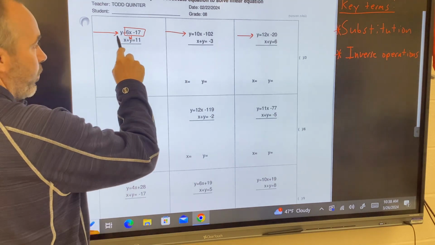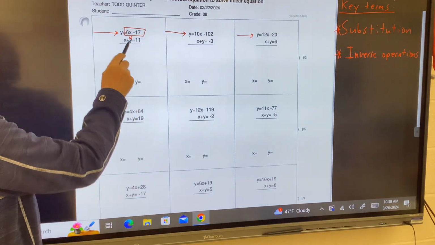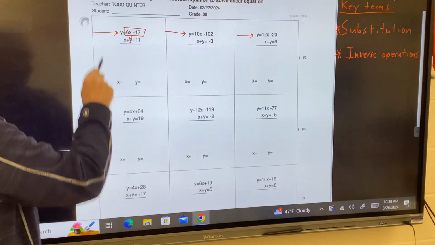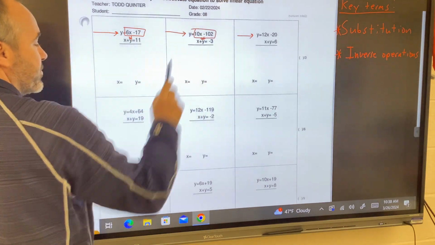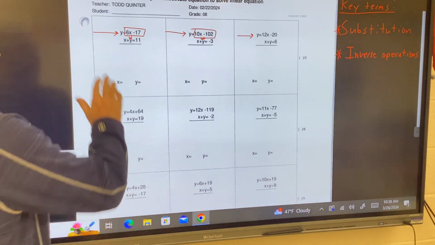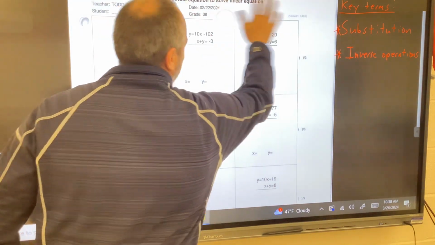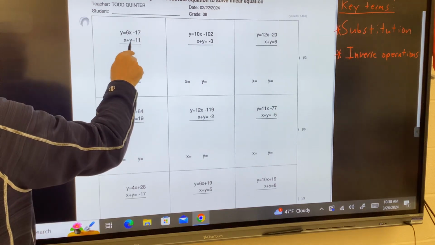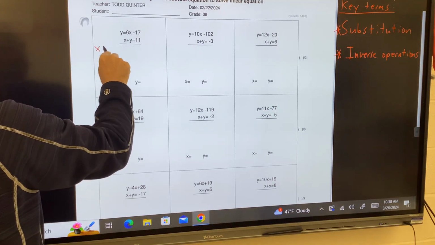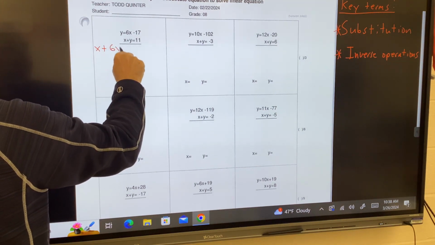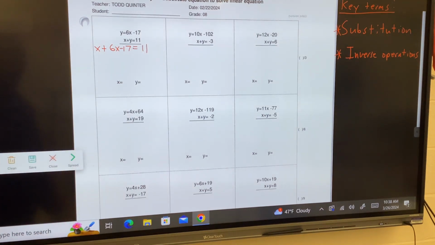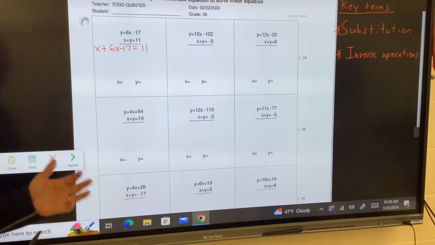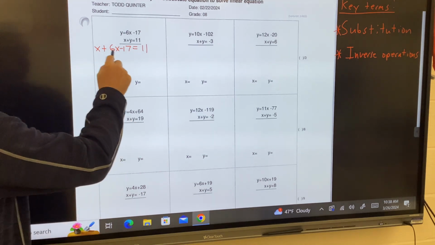So when we see y is 6x minus 17, that means we can put 6x minus 17 in for y. If y is 10x minus 102, we're allowed to substitute it in for y in the other equation. So that's exactly what we're going to do. Instead of x plus y equals 11, we're going to say x plus 6x minus 17 equals 11. Now we have an equation that has just one variable, so we're going to solve this equation for x.